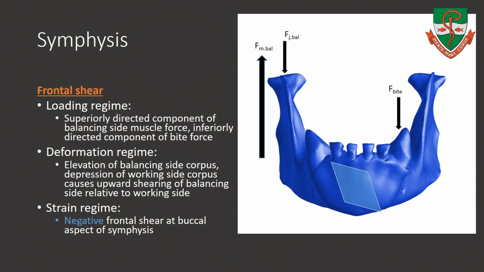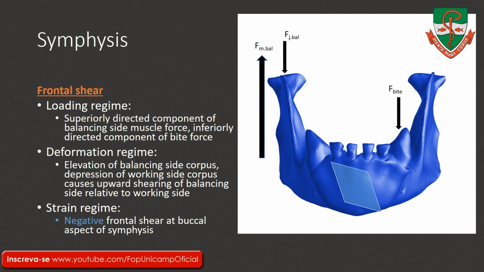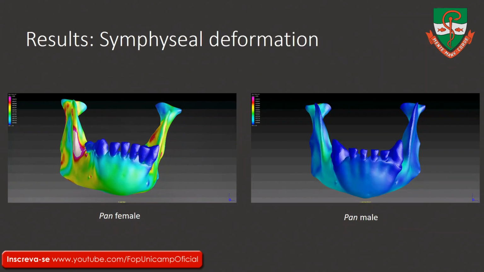What about frontal shear? Frontal shear at the symphysis is hypothesized to be due to the superior components of the jaw elevator muscles elevating that balancing side, and the inferior components of the bite force depressing the working side. This would cause an upward shearing deformation of the balancing side relative to the working side, and we expect to see negative frontal shear at the buccal aspect of the symphysis.